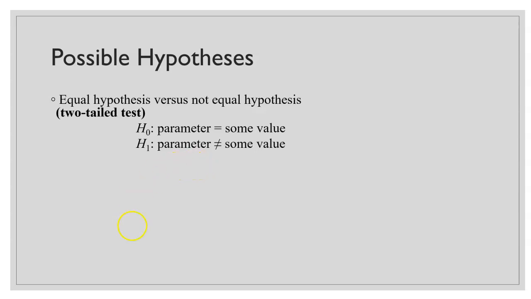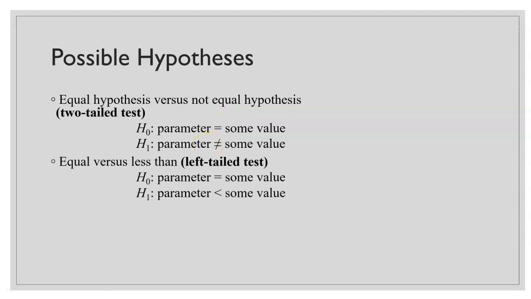So first, you have equal hypothesis versus not equal hypothesis. This is called a two-tailed test. Your null hypothesis, which is H naught, remember, that's the hypothesis of no change. So we have some parameter. Our parameter is, remember, describing the population. This is either your proportion, your mean, your standard deviation, something like that. It's equal to some value. So your null hypothesis is that your parameter equals some specific value. And then the alternative hypothesis would be that the parameter does not equal that value. All right, so your null hypothesis is always going to be a statement of equality. So that's called a two-tailed test.